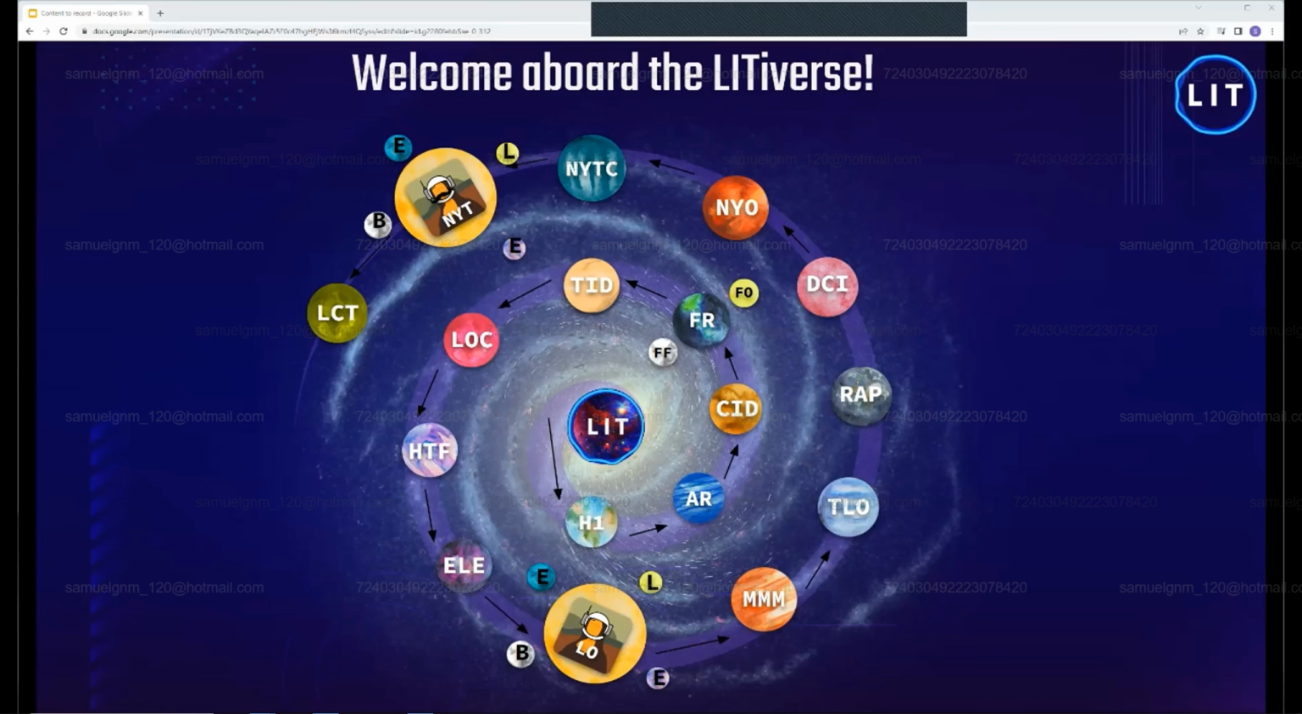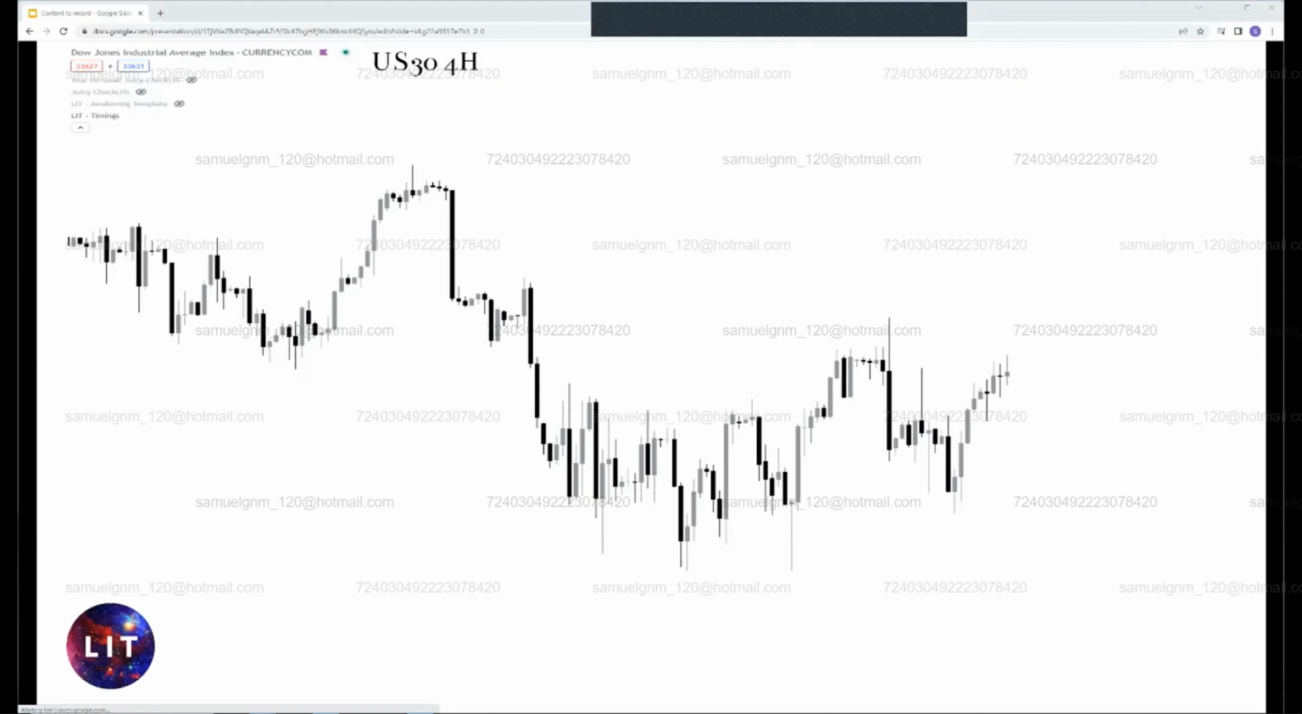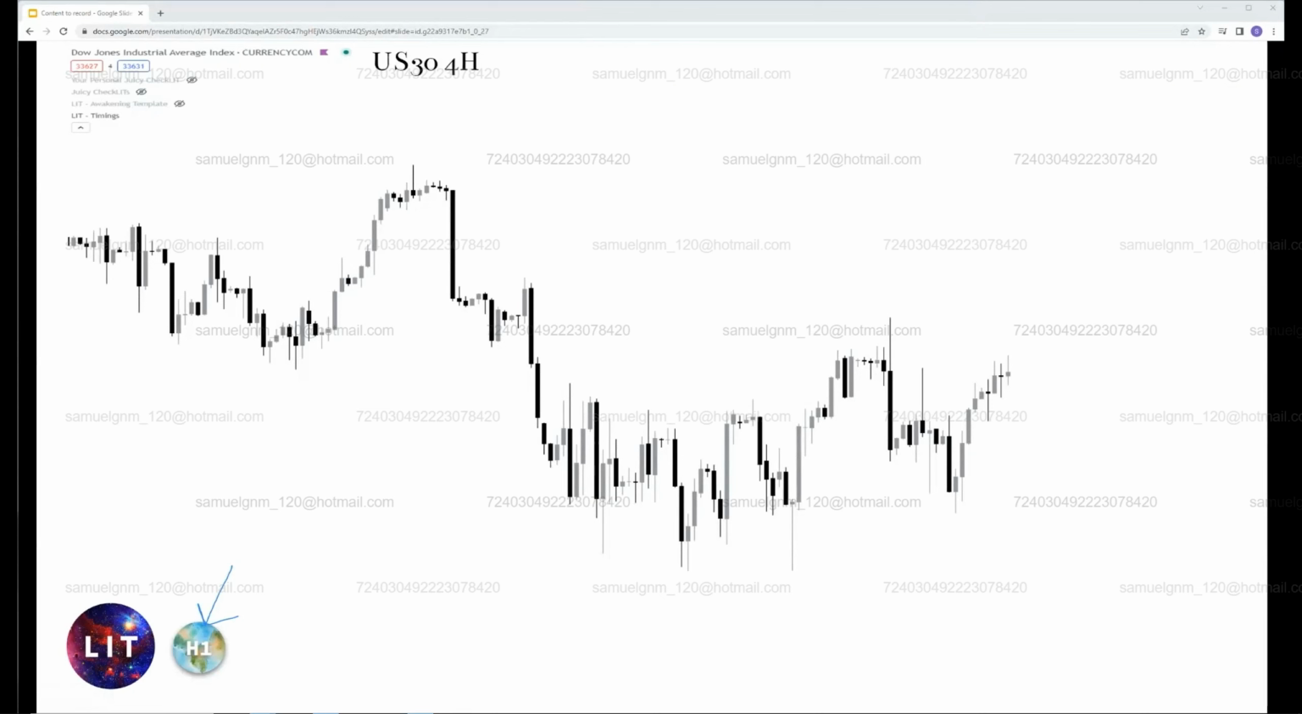So if I actually do get straight into it, we have got the 4H chart on US 30. Now I know I've chosen 4H because technically we are using the H1 when it comes to the planet of the higher time frame identification. However, in this case, H1 wasn't so clean to me, so I went on 4H. You can also do that, of course.